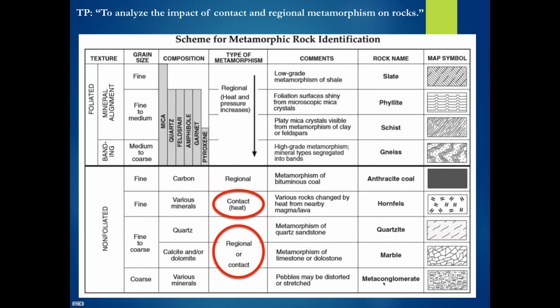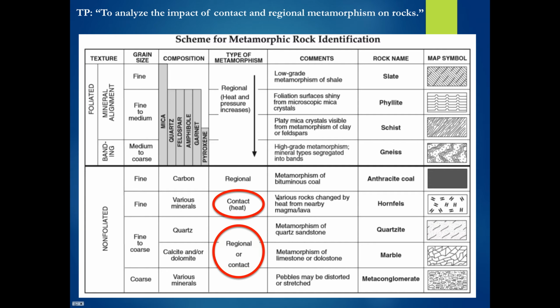Now, metaconglomerate is what it changes into. It says here, pebbles may be distorted or stretched. So it could be sediments. And also in the word conglomerate, we learned about a conglomerate for the clastic sedimentary rocks. So perhaps the conglomerate rocks can turn into a metaconglomerate.